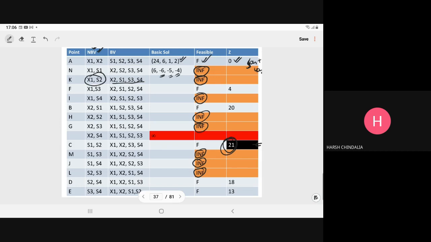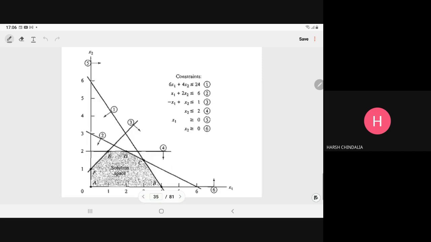From the graph, if you want to correlate this solution, here we have the point A, meaning x1 is equal to 0, x2 is equal to 0. See, this is the line of x2 is equal to 0. This is the line of x1 is equal to 0. So here, first we add the s1. So first one is nothing. It is the line of s1 is equal to 0. When s1 is equal to 0, then only we have 6x1 plus 4x2 is equal to 24. That's why this is the line of s1 is equal to 0.